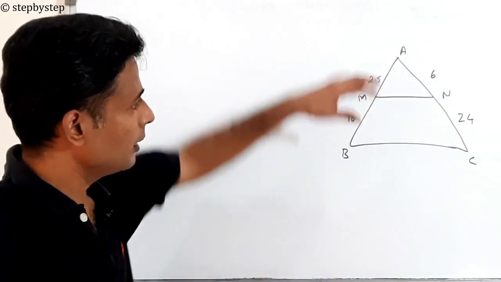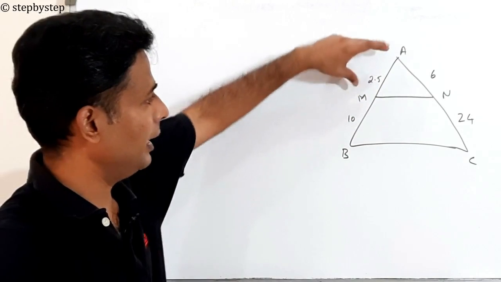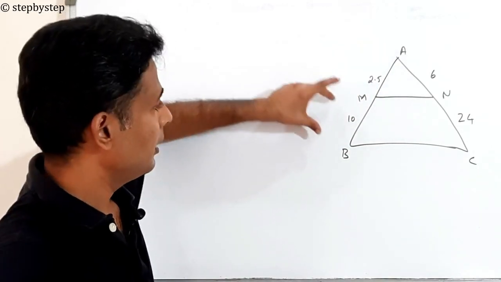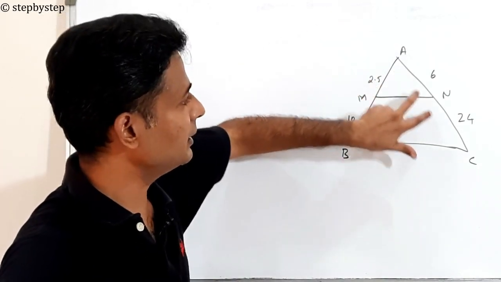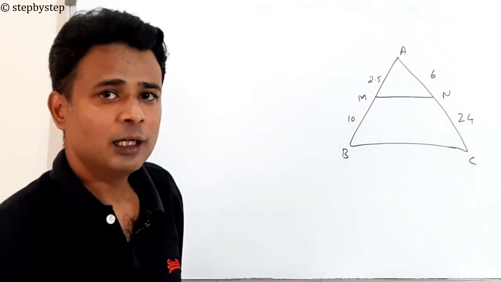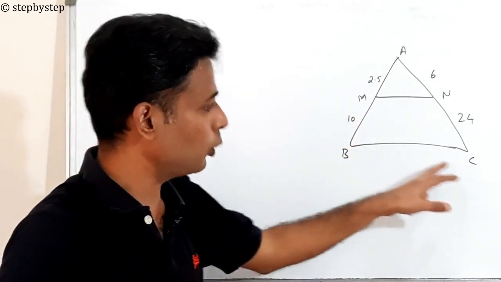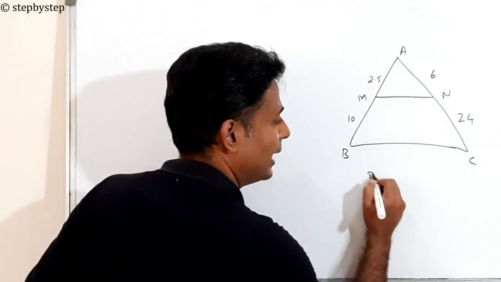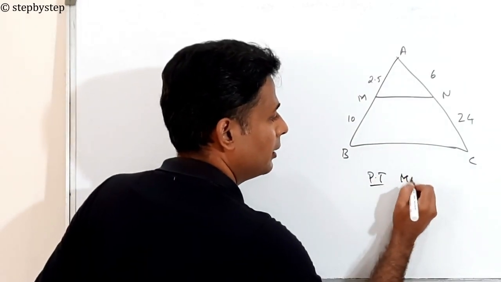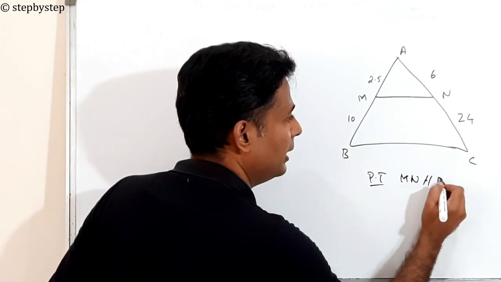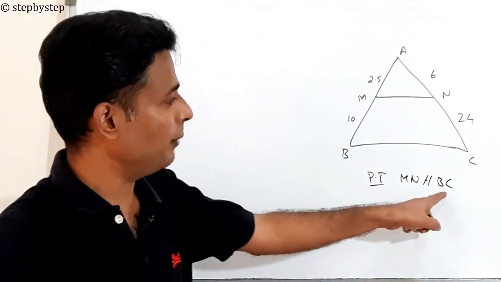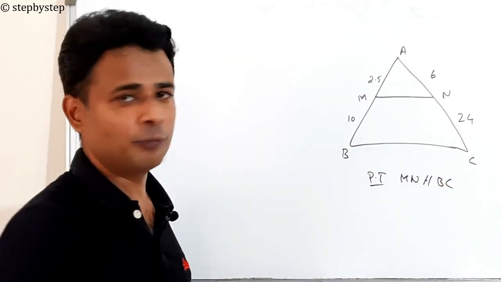Now another question. This figure has been given. AM is 2.5 units, MB is 10 units, AN is 6 units, NC is 24 units. They have asked us to prove that MN is parallel to BC. So how do we prove MN is parallel to BC? This is the converse of BPT.